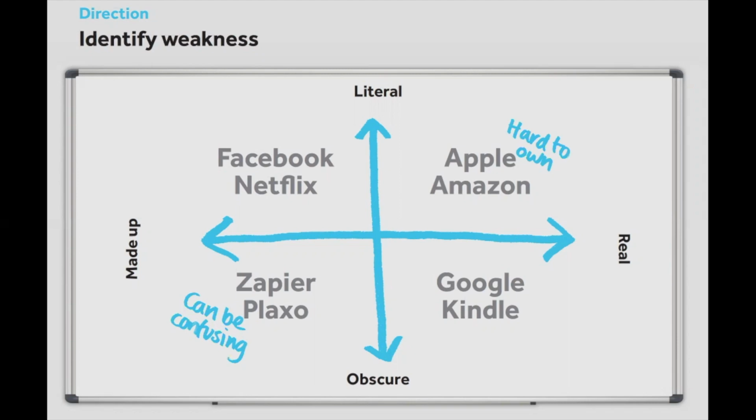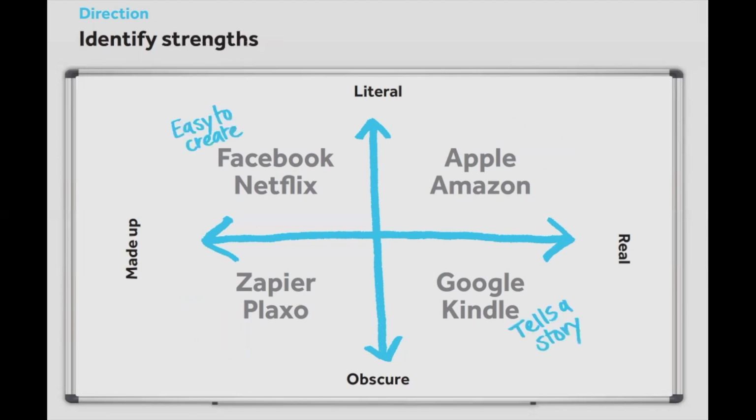Whereas the bottom left, it can be very confusing to people to begin with. So it'll take a long time for those to become established. Whereas if you take the other quadrants, things like Facebook and Netflix, they're easier to create and they're probably easier to connect with audience. Maybe they're not as exciting though. And then things like Google and Kindle, again, they've really got that story embedded into them. And so they create really good names that are really going to help us actually engage with those audiences.